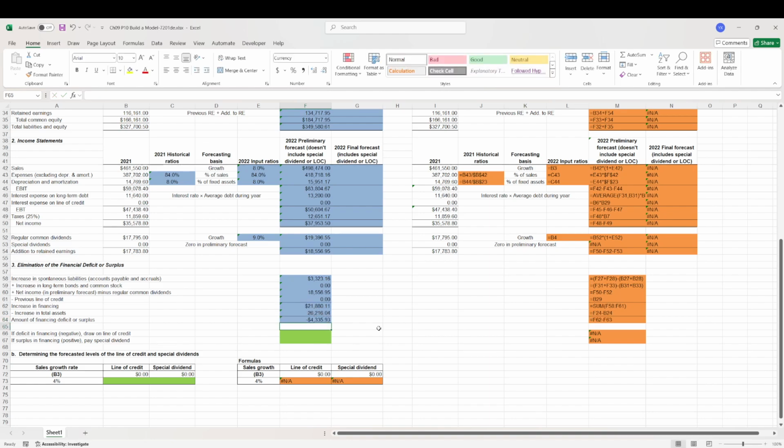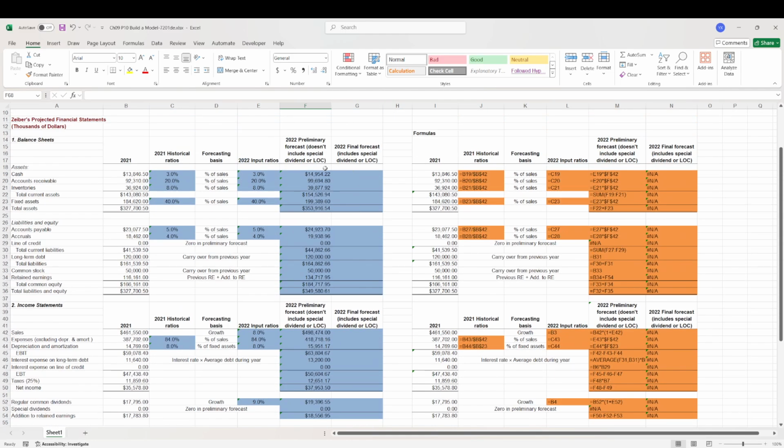So I got this negative number. And then what I'm going to do is use the if statement. If this is less than 0, then it is going to be the negative of this number. It's going to be a line of credit. Otherwise, it's 0. And then if this number is positive, then it's a special dividend. So it's just going to be this number. Otherwise, it's 0. Okay, so that's the numbers, right?